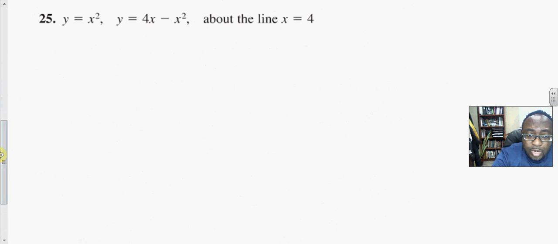So here we are revolving this about the line x equal to 4. So this is not the x-axis revolution or the y-axis revolution. So if that be the case, then we said from the instructions that p of x would equal 4 minus x. Okay. Try to see that with the graph.